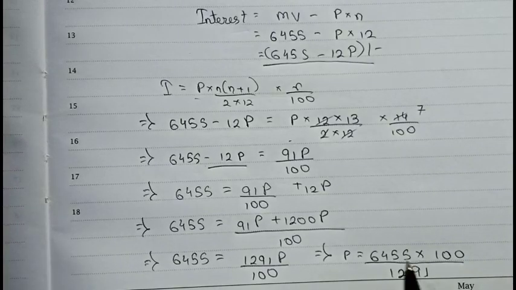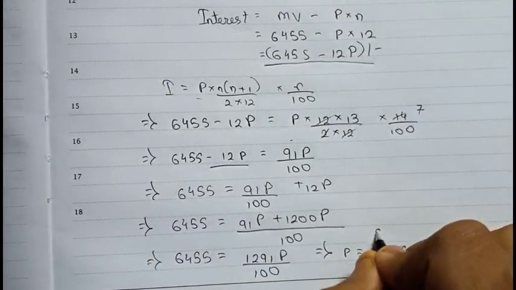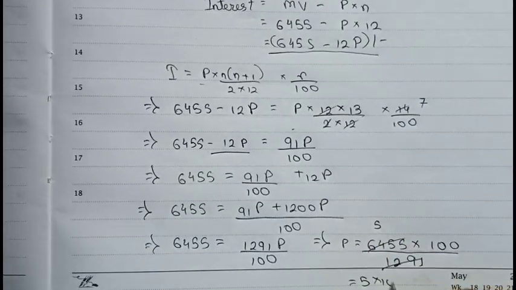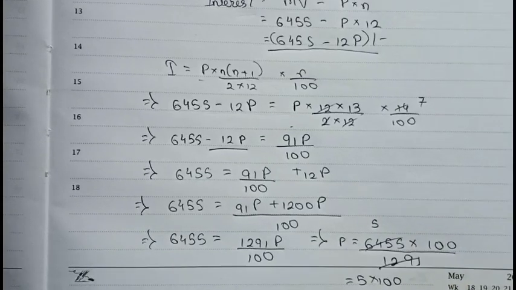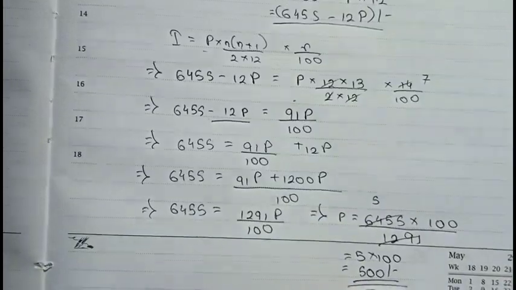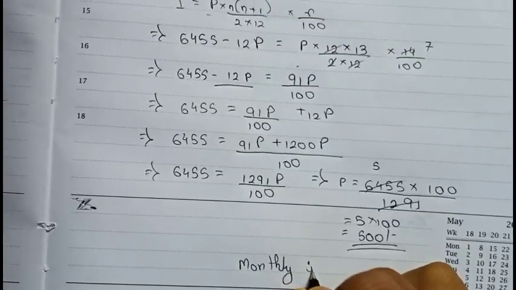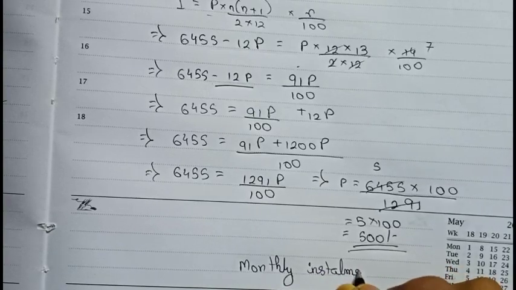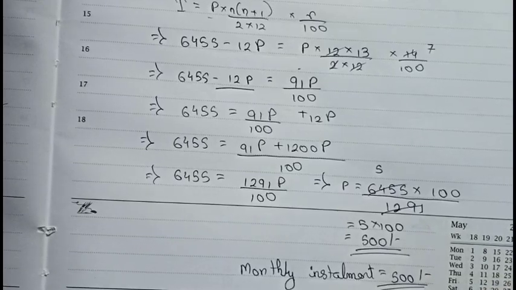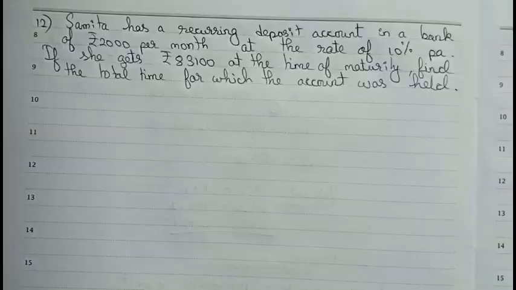So here we will cut 1291 and 6455 directly. It will become 5. So 5 into 100 will be equal to 500. So this will be the monthly installment. So write, monthly installment is equal to 500 rupees. So this is the final answer for this question. So let's move on to our next question.